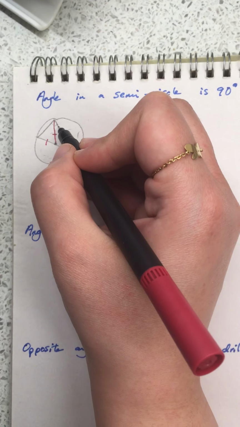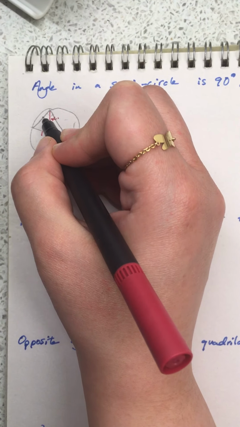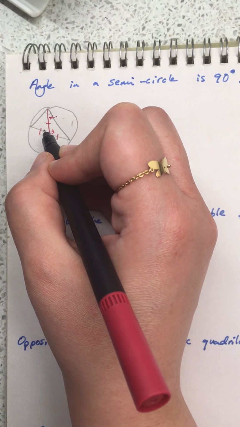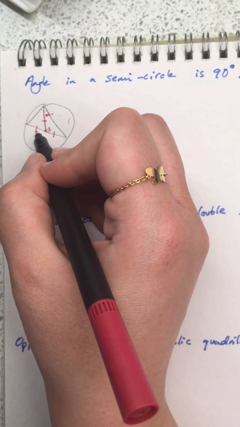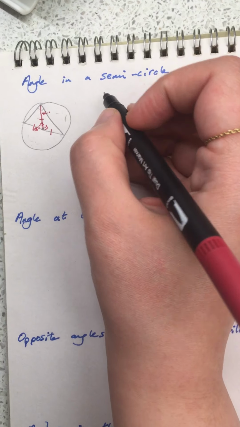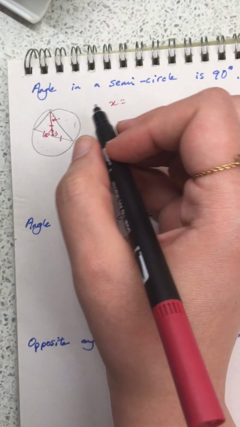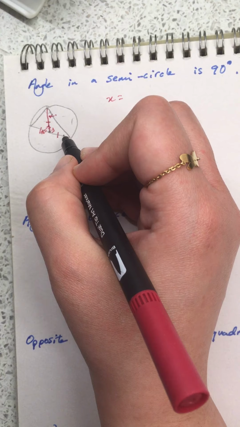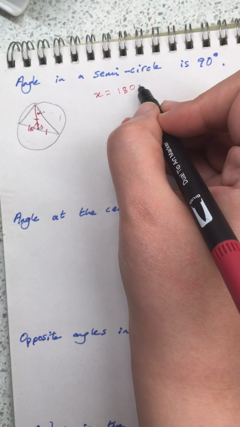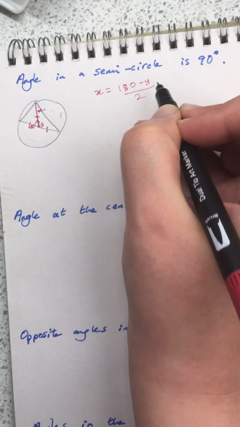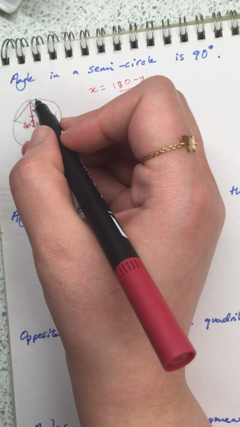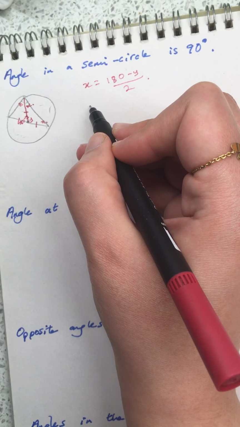Now if I label this, because I'm trying to prove that this angle is 90, I will concentrate on these two parts. So if I label this x and this is y, this angle here has to be 180 take away y because it's a straight line. So 180 take away y. Now here x is equal to, if I have a triangle, the angles in a triangle add up to 180. So it's equal to 180 take away y and then divided by 2 because there's two of them and they're identical.